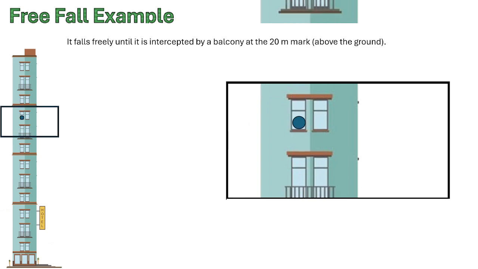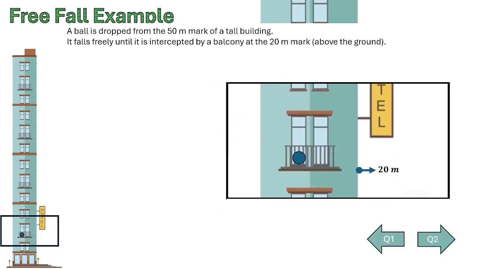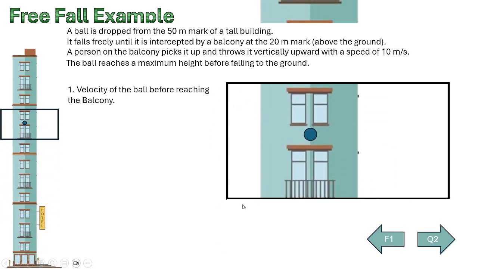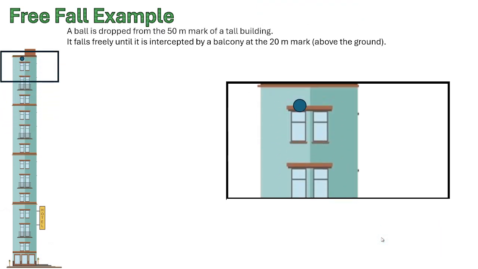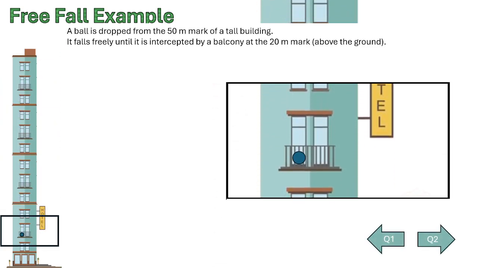The ball is dropped. It falls freely until intercepted by a balcony at the 20-meter mark above the ground. So let's go back to our question. The velocity of the ball before reaching the balcony. There's a velocity of the ball falling to the ground before impact, before touching the balcony. Let's take a look at it again for you to imagine. Can you see there is a velocity, right? Because the ball is acted upon by the force of gravity.